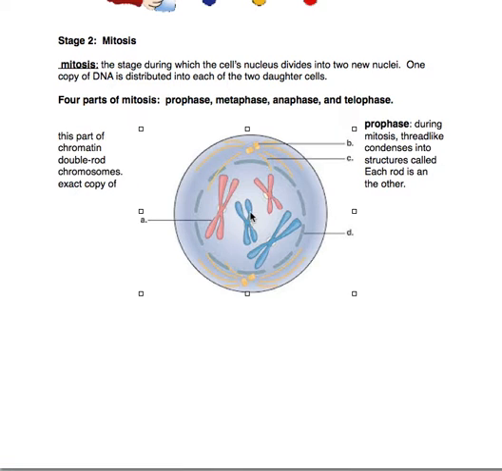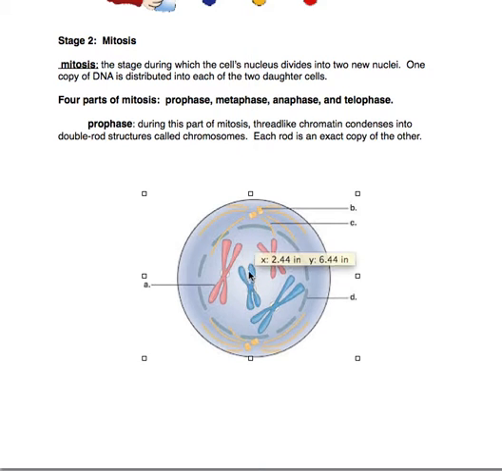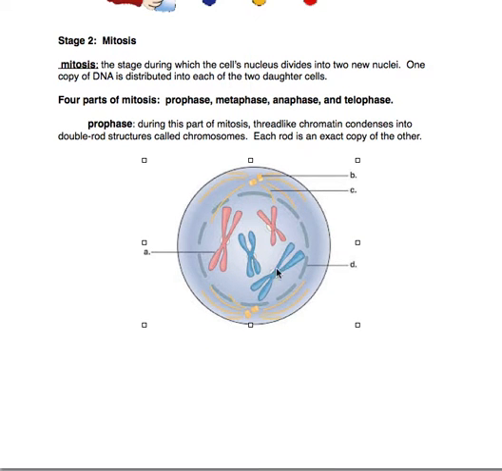So here we go. We have a cell. And here's the chromosomes. Each little side of it is known as a chromatid, and together they are sister chromatids. So this is one sister chromatid, this is the other, and they're held together by something called a centromere in the middle.